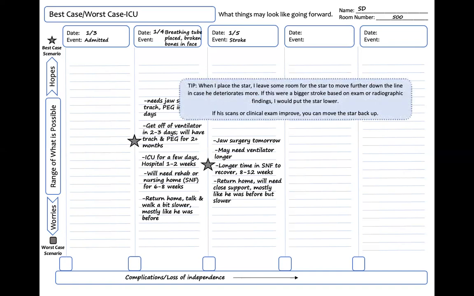As a teaching point, when I place this star, I leave some room for the star to move further down the line in case he deteriorates more. If this were a bigger stroke based on exam or radiographic findings, I would put the star lower. If his scans or clinical exam improve, you can move the star back up.